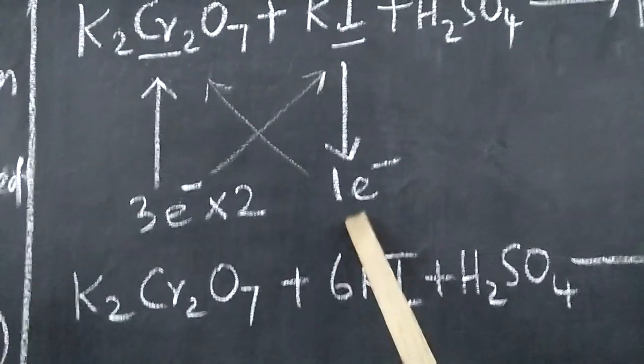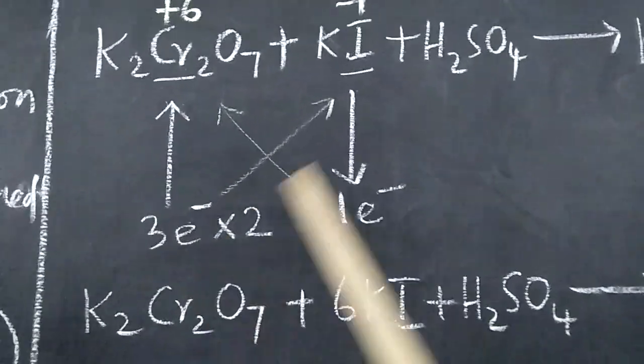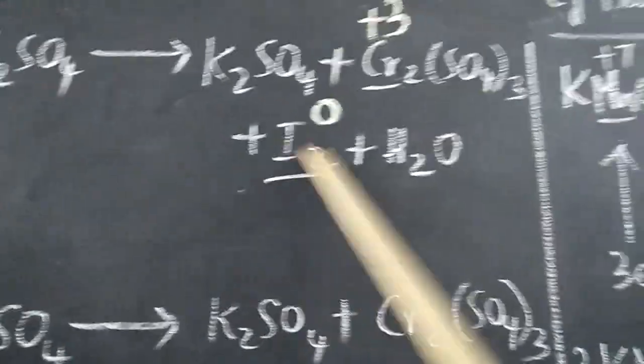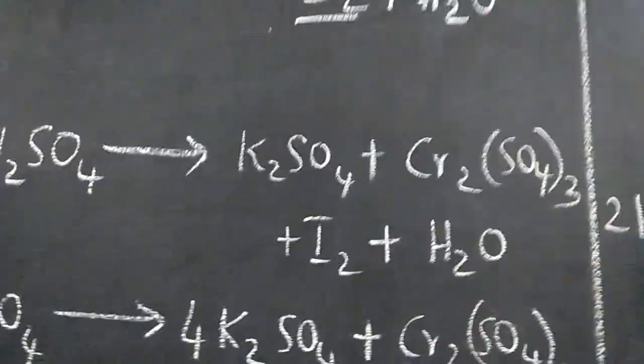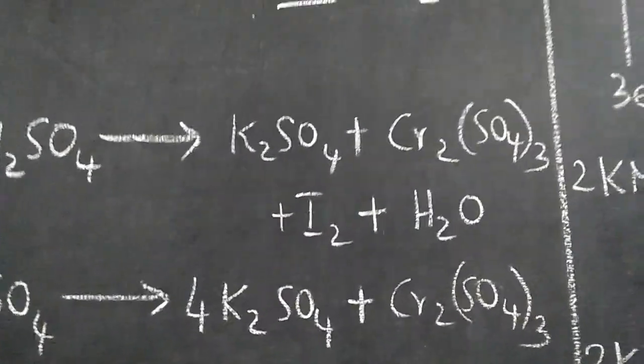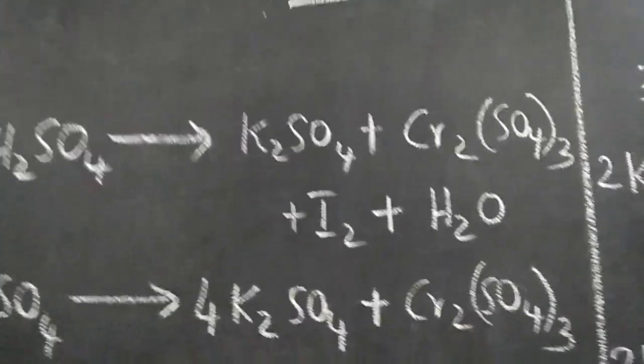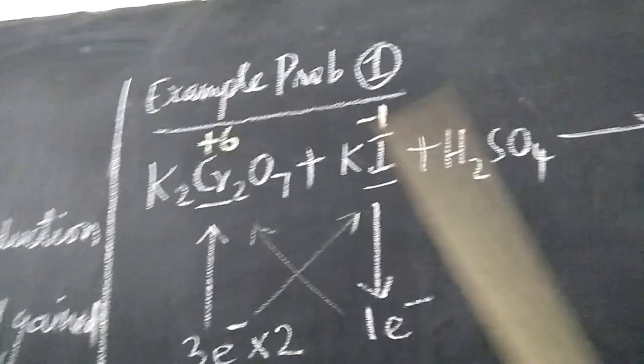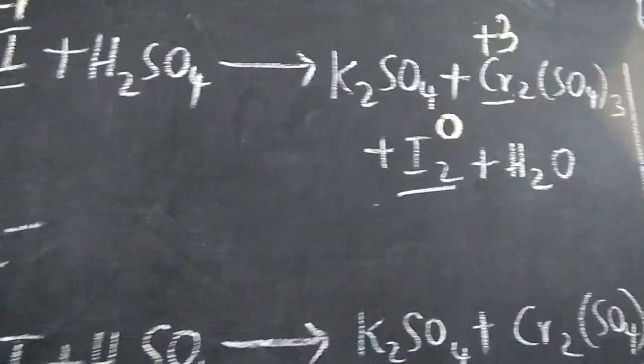K2Cr2O7, because it is multiplied by 1, it is the same. 6 into KI plus H2SO4, the product, same thing you are writing here. Okay, and after that, what is the next step? So we have done the first step. What is the first step? The first step is to identify the elements where there is a change in oxidation number on the reactant and product side.